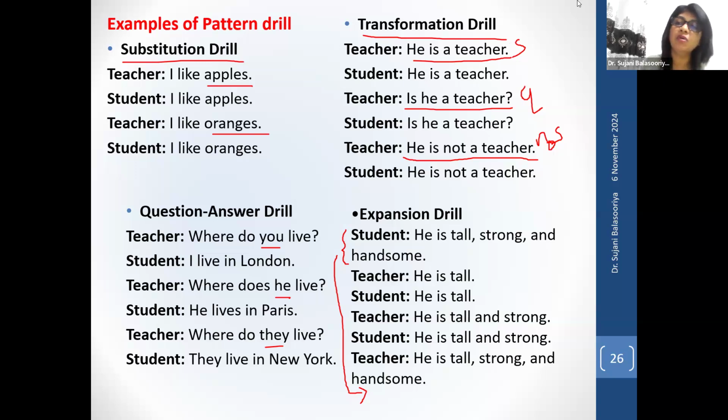And there may be many other different types of pattern drill available, right? These are only four types here. But you can be creative if you are a teacher in doing pattern drills with your students, right? Okay.